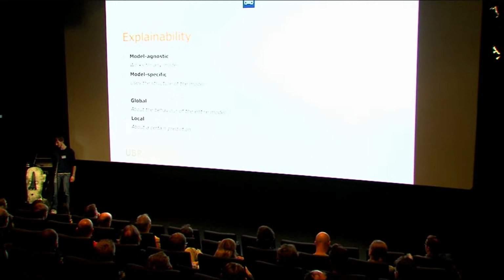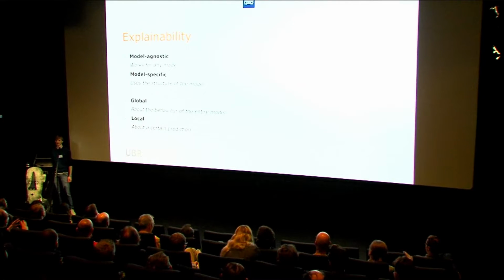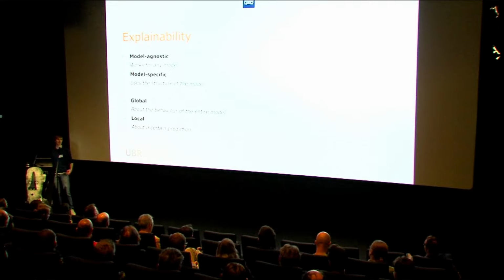So we can see a picture of a decision tree as a model specific global explanation of that decision tree. Because global means that you explain the entire model, and for a local explanation, we just explain one instance or one prediction. We explain why that prediction is the way it is.